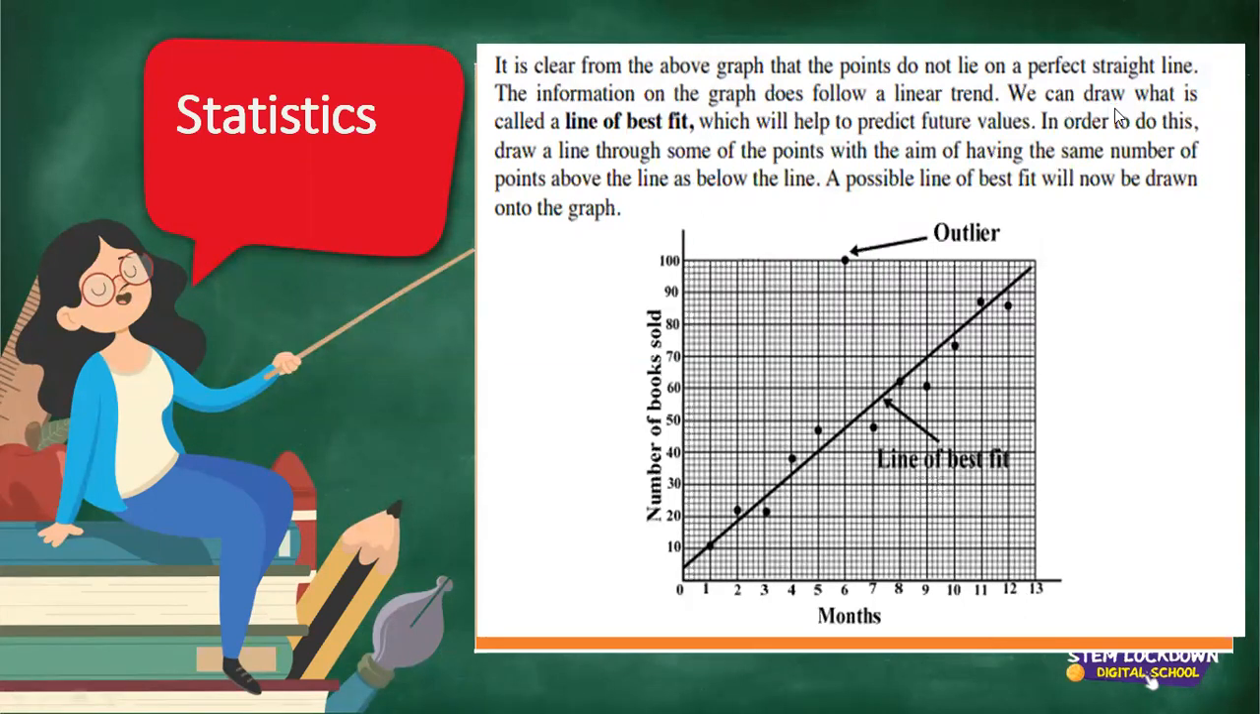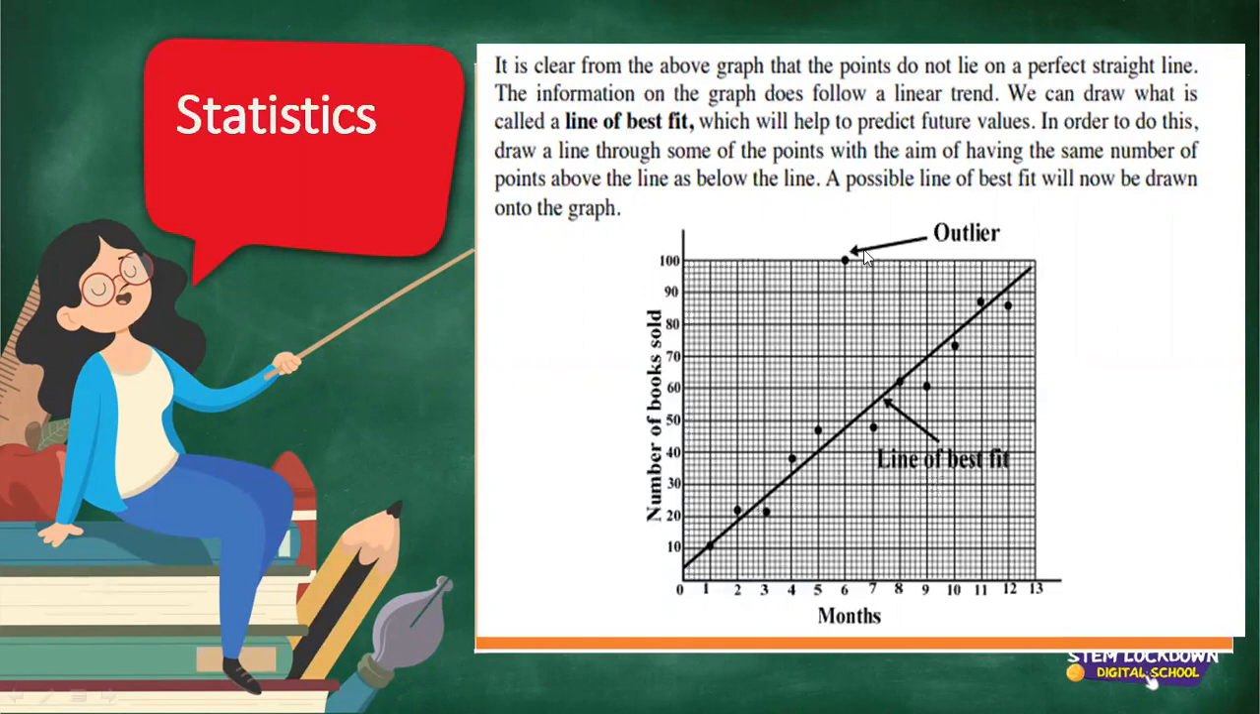In order to do this, draw a line through some of the points with the aim of having the same number of points above the line as below the line. So you must draw a line in such a way that it leaves some points above and some points below the line. We call that the line of best fit. Okay, so here is a possible line of best fit.